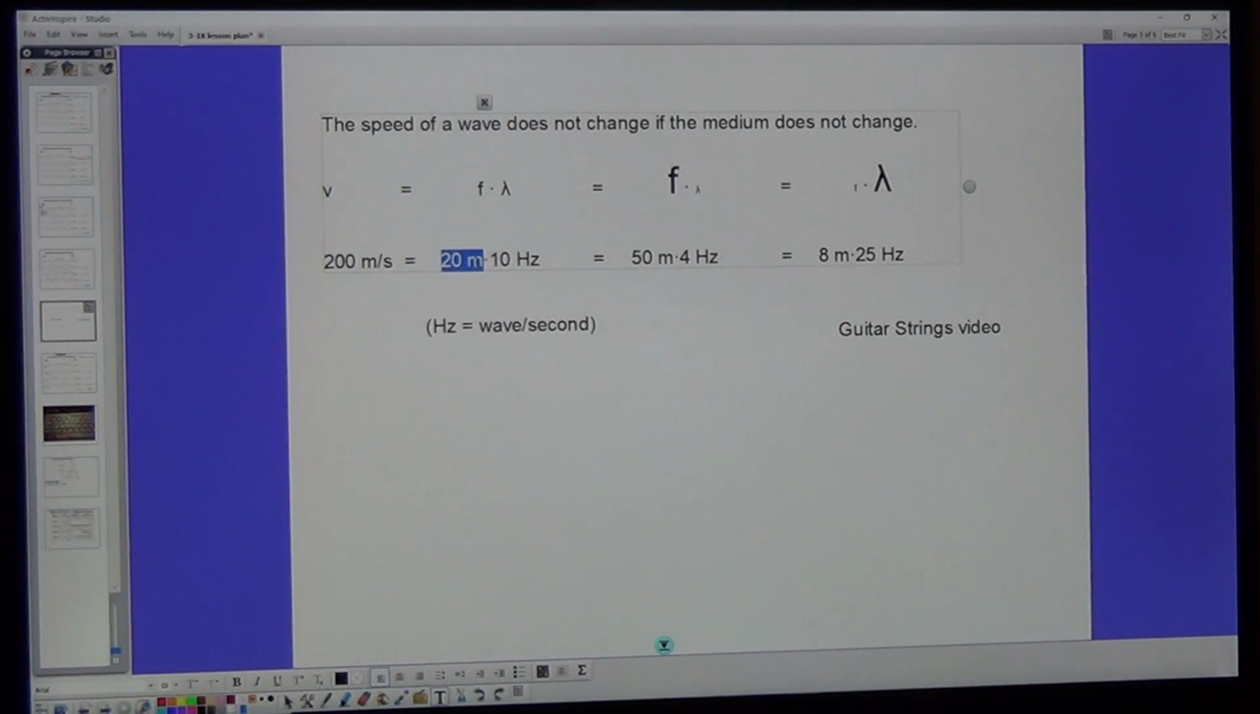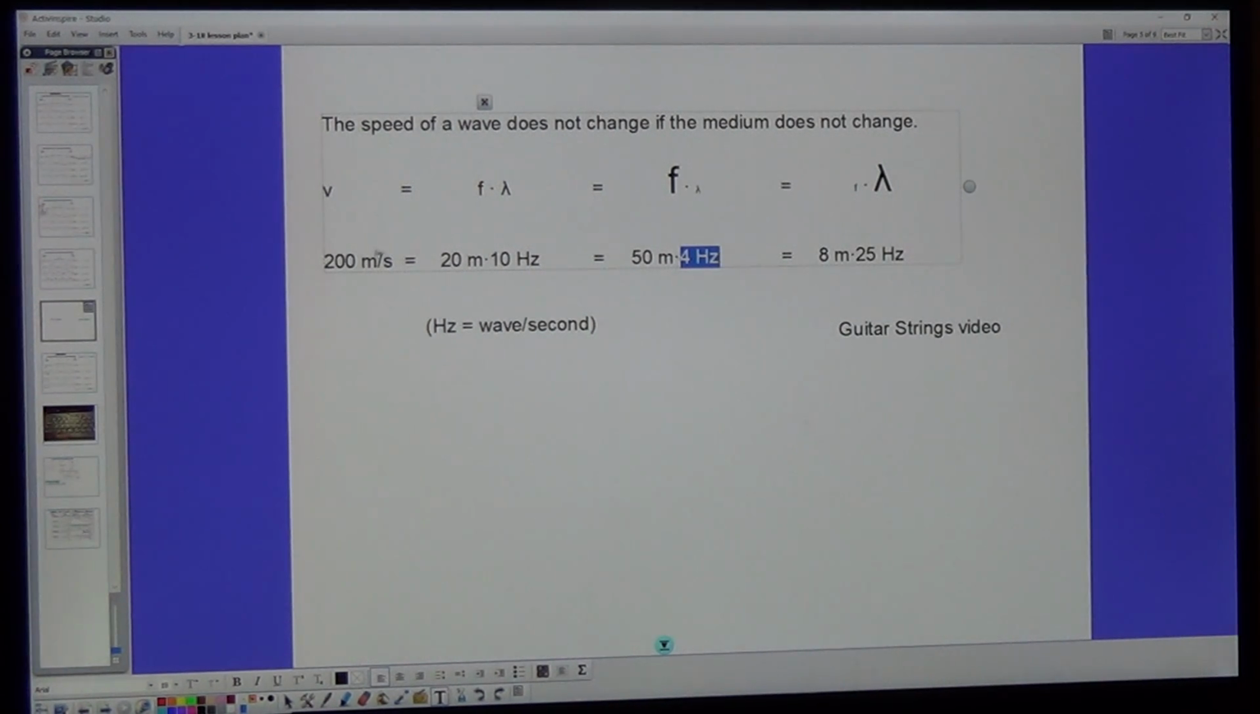Oh, I just realized I've got my wavelength and my frequencies reversed for here. But the math still stands. If you go from 20 meters, a medium-sized wavelength, to a larger wavelength, in order to compensate, you go from 10 hertz, 10 waves per second, down to 4 waves per second, 4 hertz, and you still get a total wave speed of 200 meters per second.